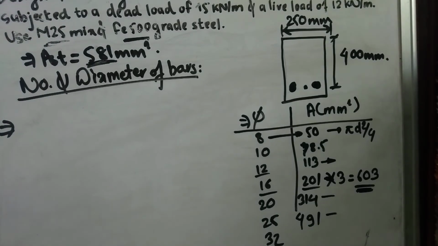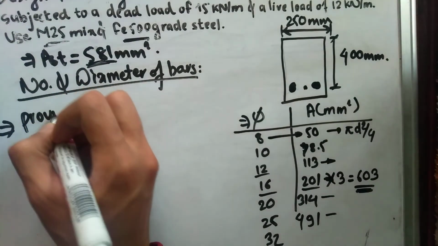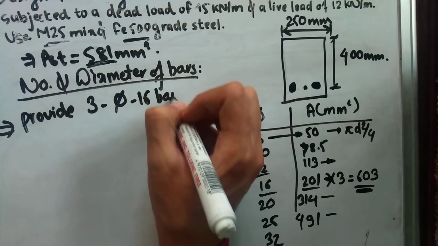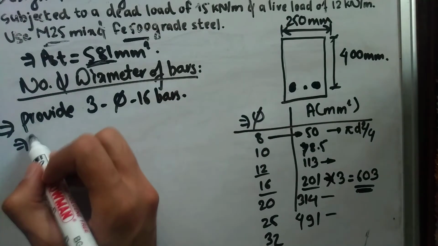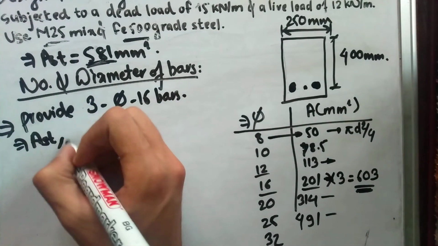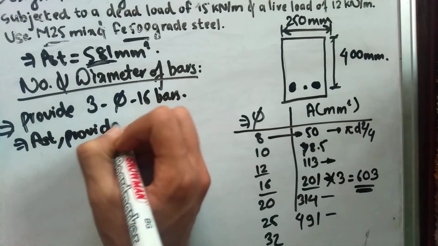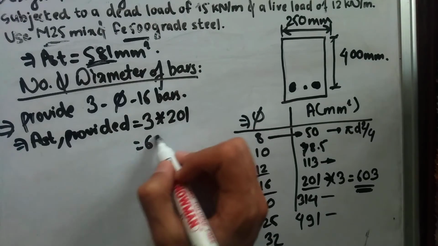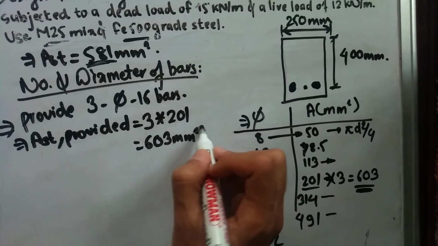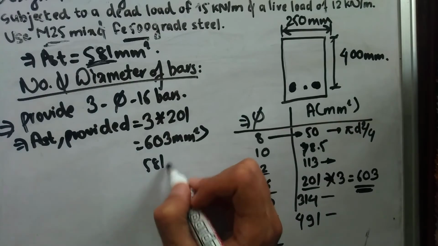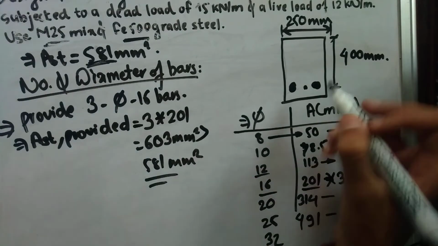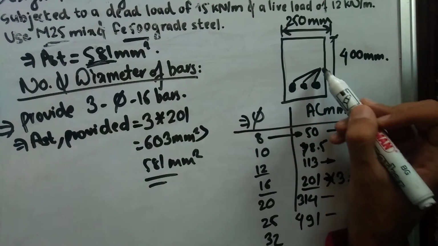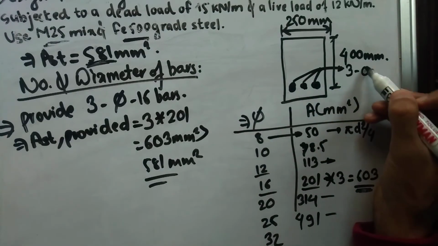So I am going to provide 3 bars of diameter 16. The area of steel provided is 3 into 201, which is 603 mm², while the area of steel required is 581. It is almost near to 581, so this is acceptable. For my design I am going to use 3 bars of 16 mm diameter.